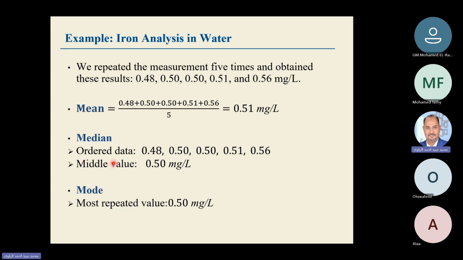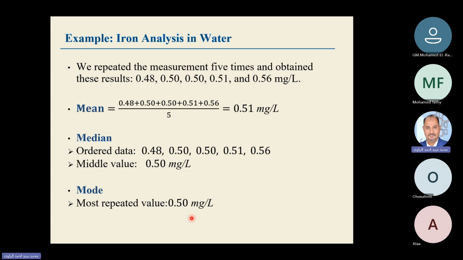The median: we order this set of data ascending or descending and choose the middle value. And here the middle value was 0.50. The mode is the most repeated value, the value that repeated twice or 3 times or 4 times. In this set of data, it was 0.50.